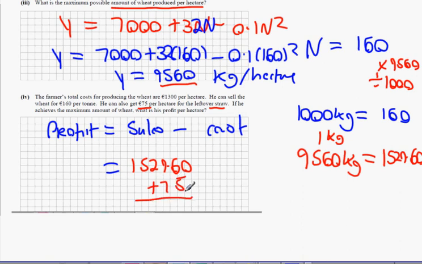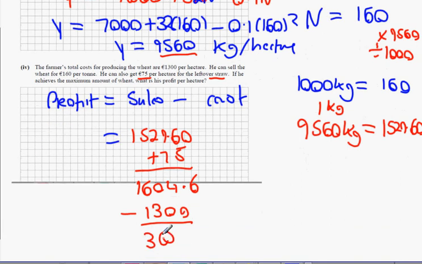Okay. So 1,529.6 plus 75 gives me 1,604.6, and then we have to take away our costs, which is 1,300. Take away 1,300, and what we get is our profit per hectare is €304.60. Okay.